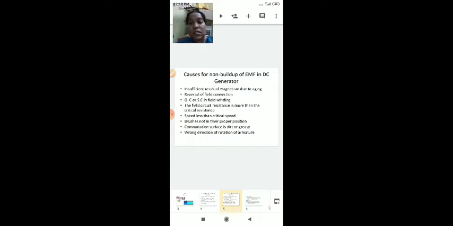Next, the next reason is reversal of field connection. If the field connection is reversed, the terminals are just F and FF, symbolized as in our laboratories also. Here plus is for the positive sign, minus is for the negative sign. The field circuit is sometimes symbolized as Z and ZZ. Z is connected to the positive and ZZ is connected to the negative terminal, like F and FF.